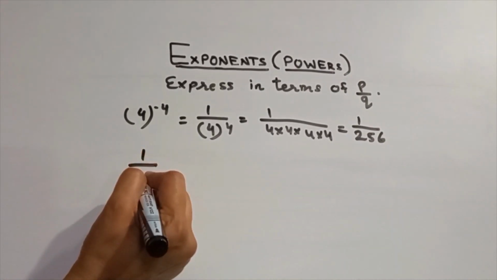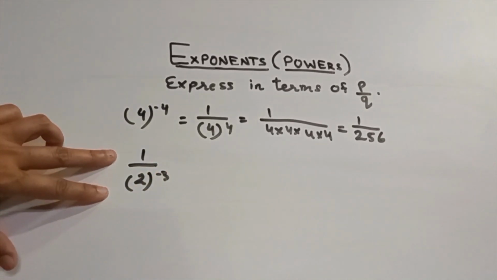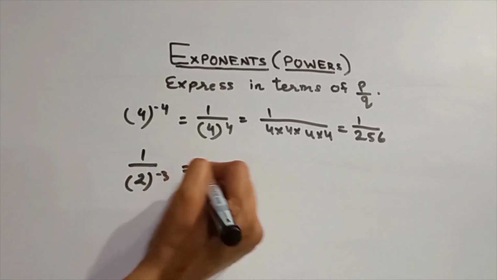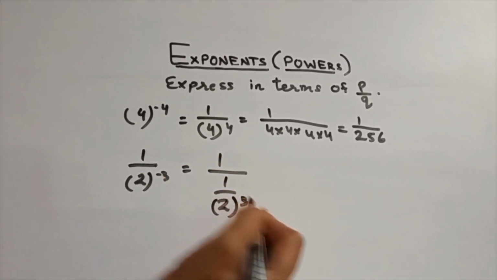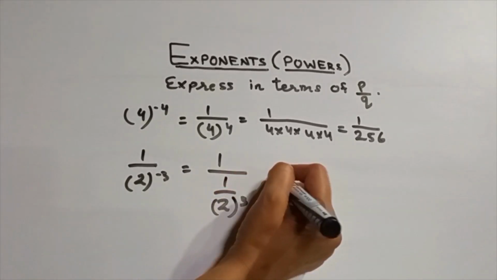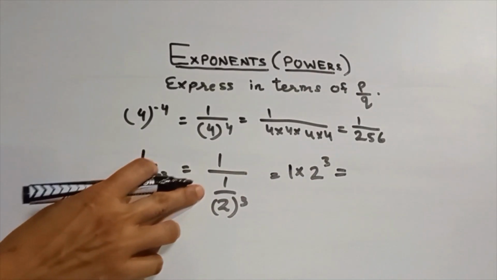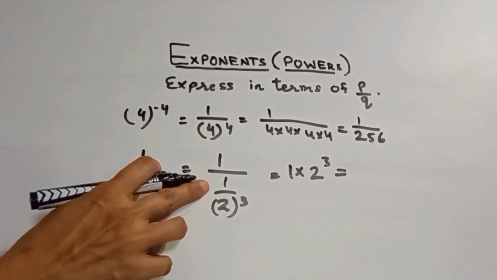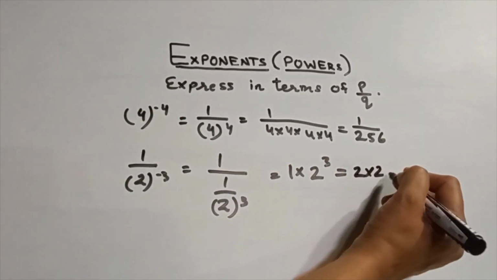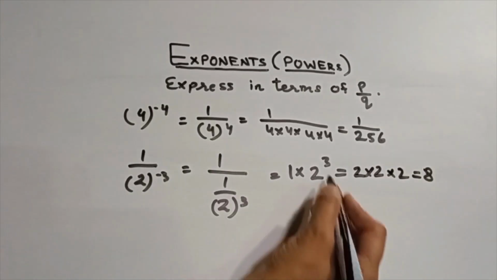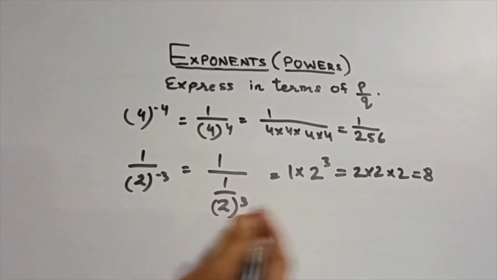If we have 1 upon 2 raised to minus 3, and we have to write this in terms of p by q, what we are going to do, we'll take the inverse of it. It becomes 2 raised to 3. Now 1 into 2 raised to 3, division sign, so I am writing p by q as q by p, and I am writing it with the multiplication sign. So 2 2s are 4, 2 4s are 8. 2 to the power 3, that is 2 multiplied with 2 multiplied with 2, 3 times.